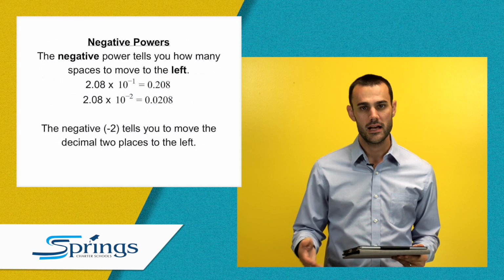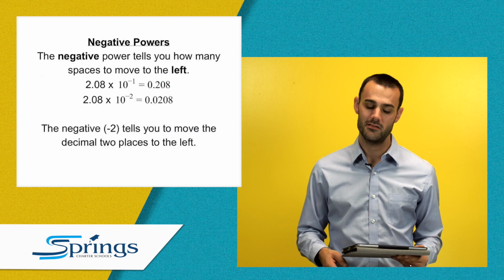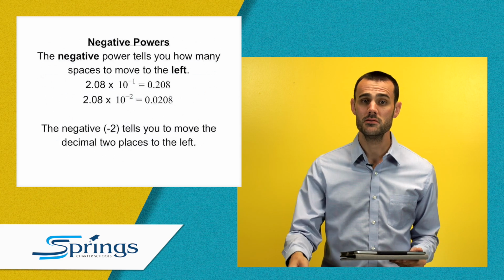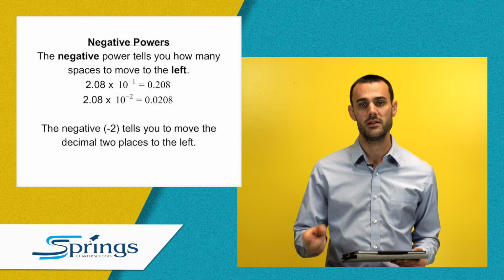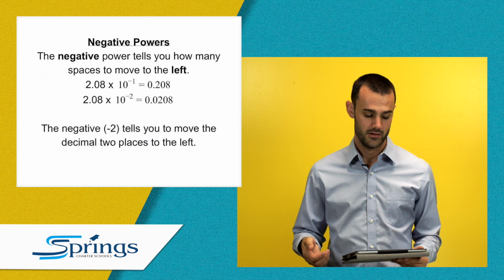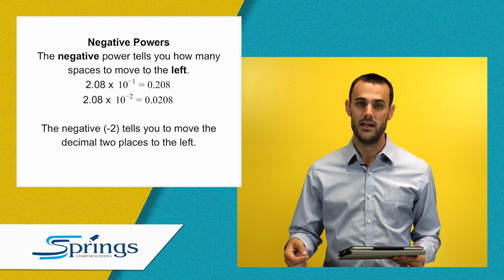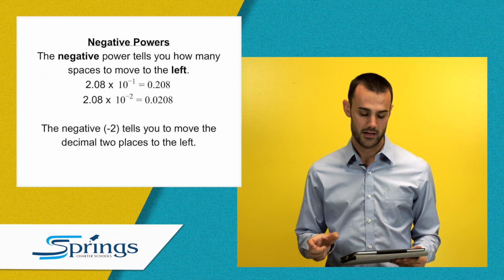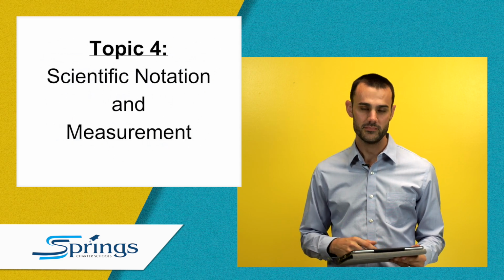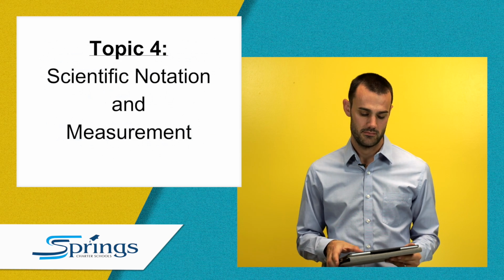Negative powers, as you could probably guess, tell us to move to the left. Okay? So 2.08 times 10 to the negative 2. The negative 2 exponent says I need to move 2 spaces, and the negative part means I need to move to the left-hand side. So I get 0.0208. You can see clearly the decimal place moved 2 spots to the left, and we came up with an extra small number.